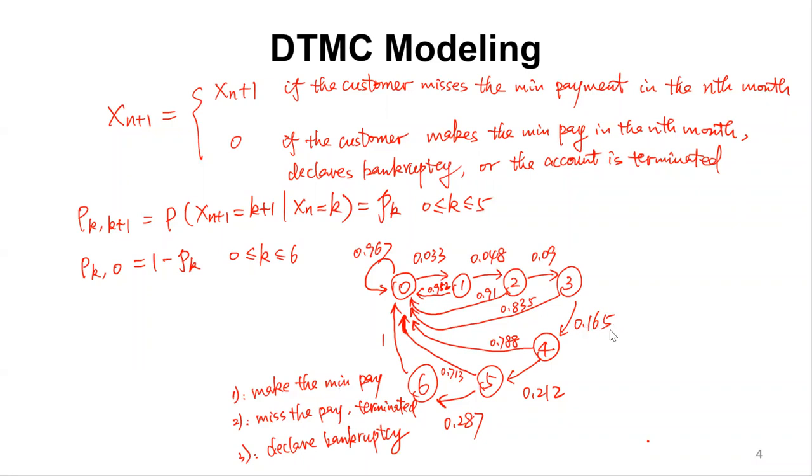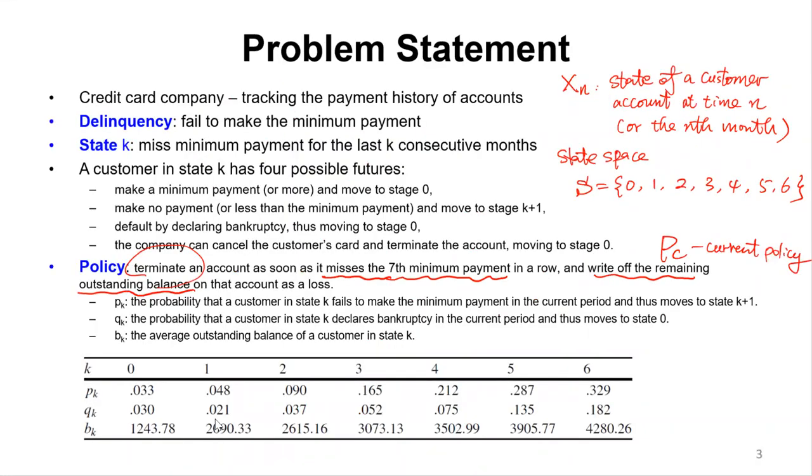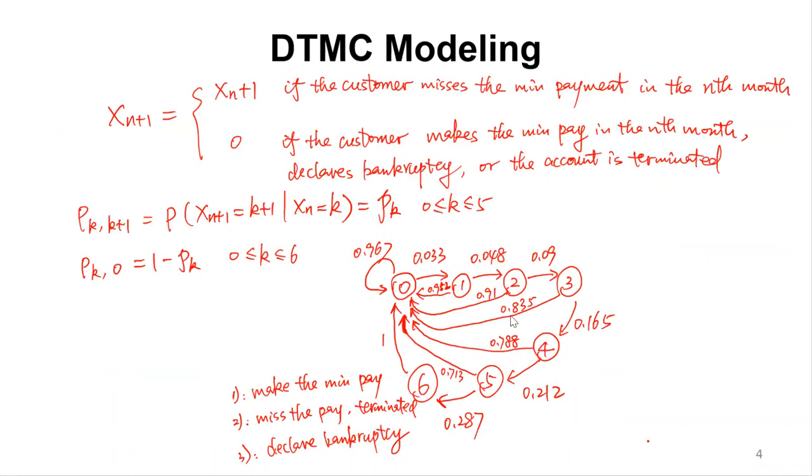This is 1 minus P3. This 0.835 is 1 minus 0.165. So this line includes this condition: if you make the minimum payment, you go to 0, because you have already made the payment and automatically you don't miss any minimum payment. If you miss the payment and the account gets terminated, it automatically goes to 0. If you declare bankruptcy, the probability at state 3 is 0.052. So there are 3 conditions that take this route, and that's why this probability is higher.